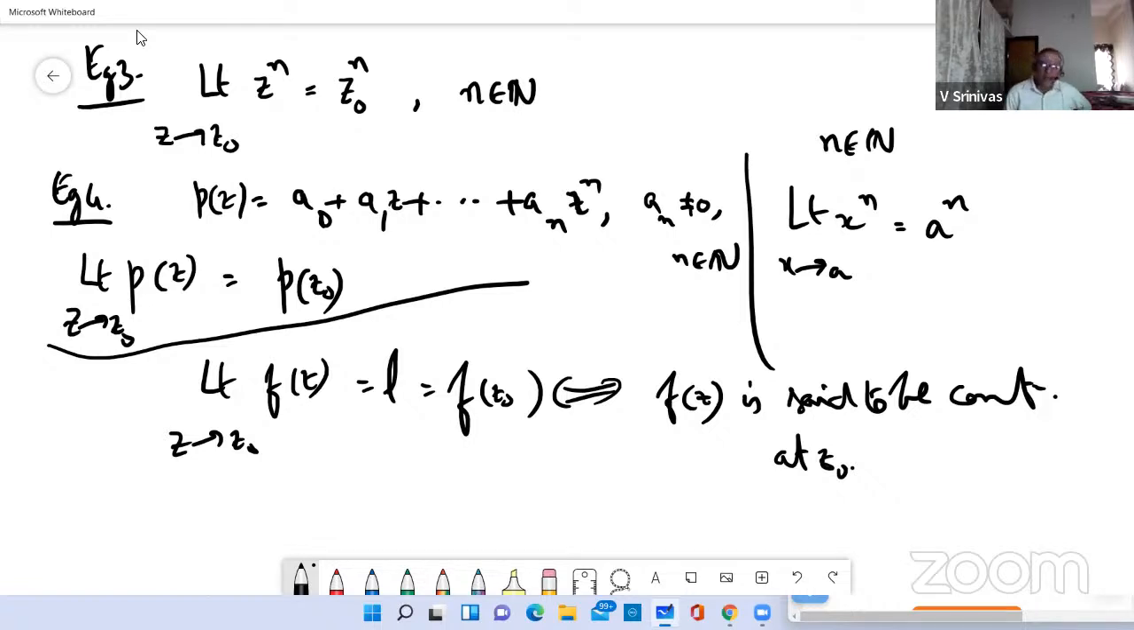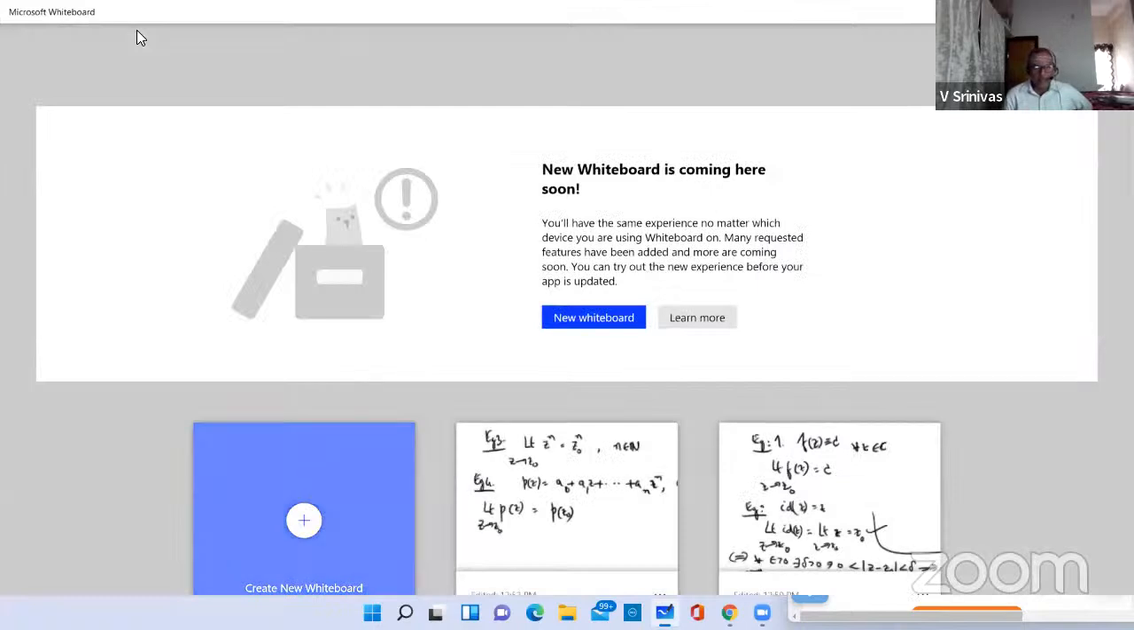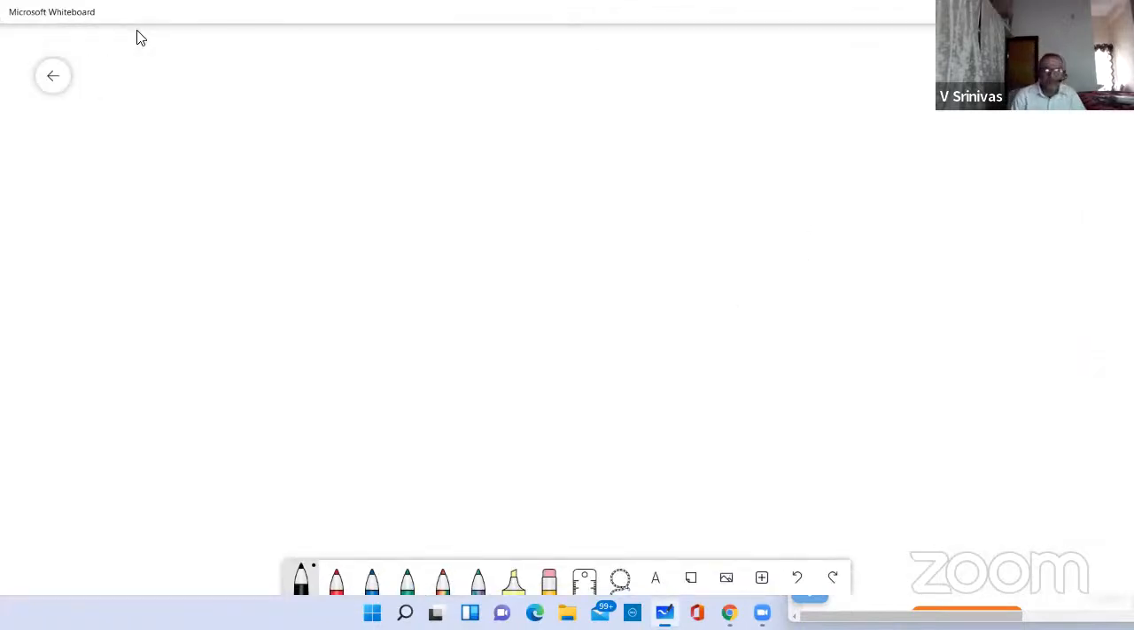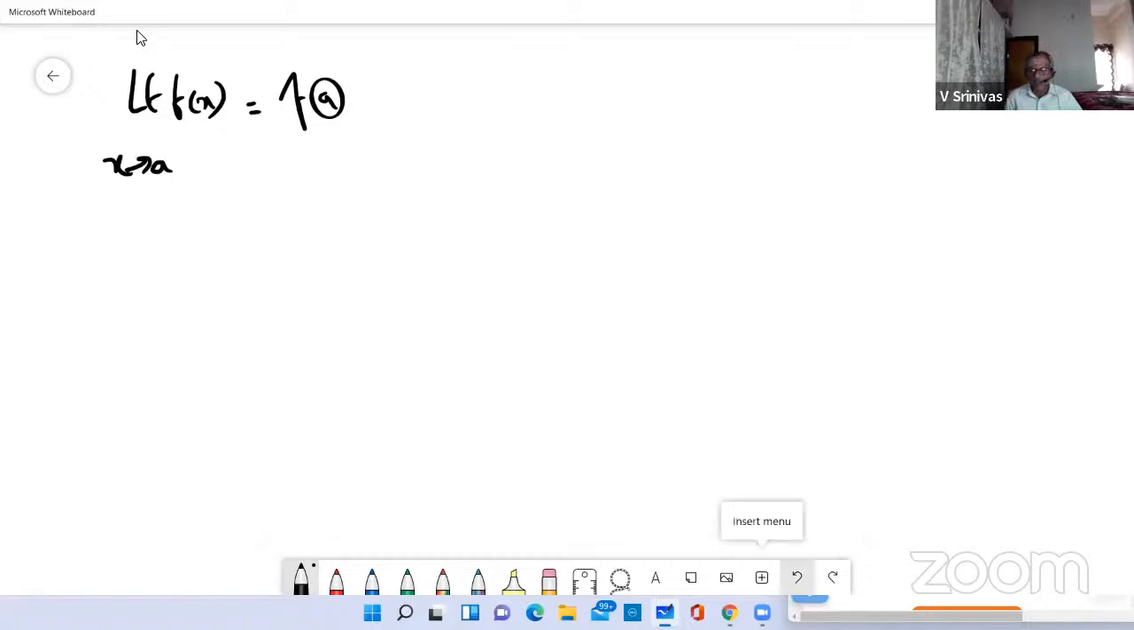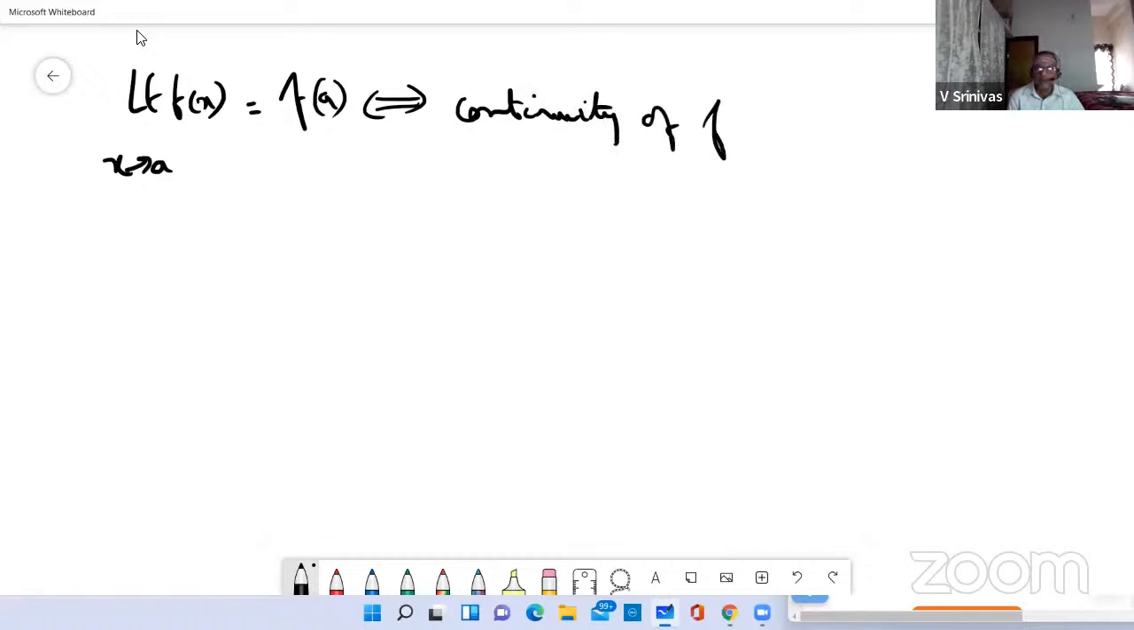Okay, let me recall the continuity in the real case, how well you remember it. We are saying the limit of f(x) as x goes to a is equal to f at a. This is the definition of continuity of a real valued function at a real point. Okay, this is what we mean by continuity of f(x) at x equal to a.